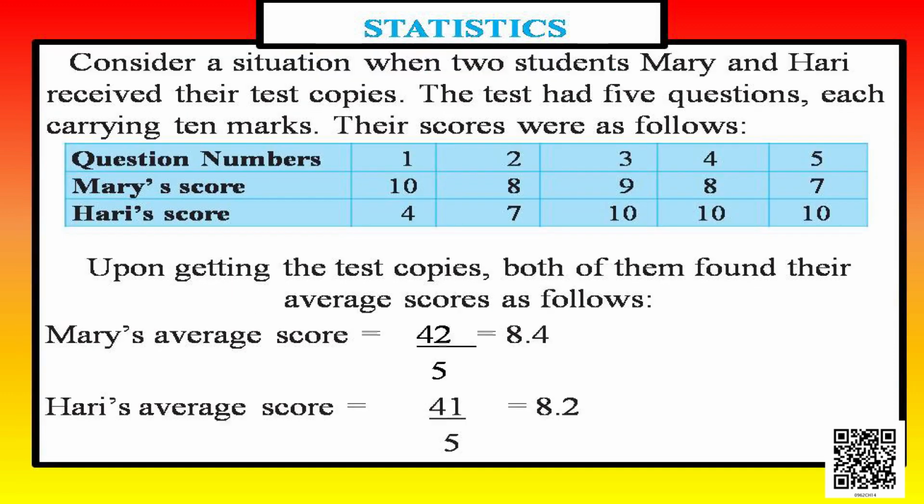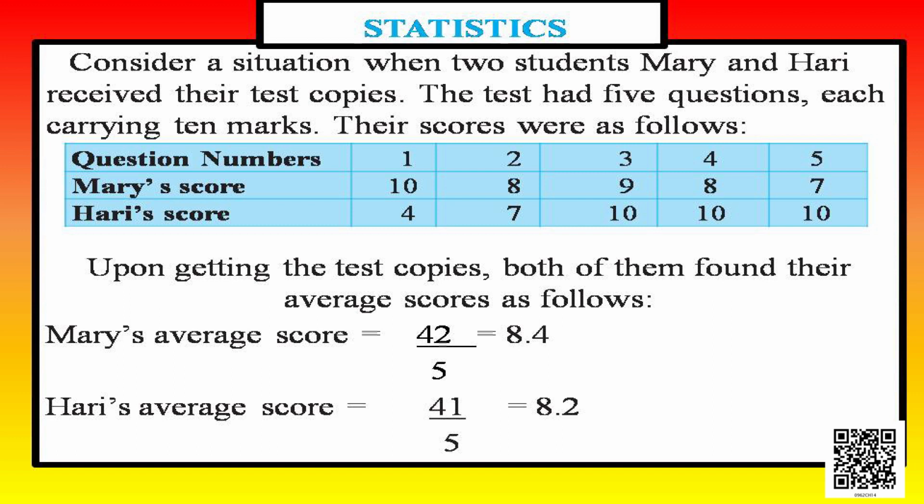Consider a situation when two students, Mary and Hari, received their test copies. The test had 5 questions, each carrying 10 marks, and their scores were as follows. Let us look at the table. In the first row, we have the question numbers 1, 2, 3, 4, 5. In the second row, we have the marks Mary scored out of 10 in all these questions.